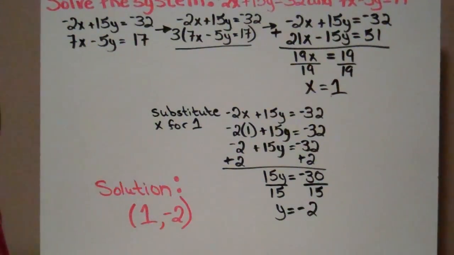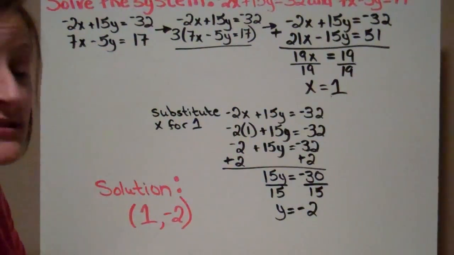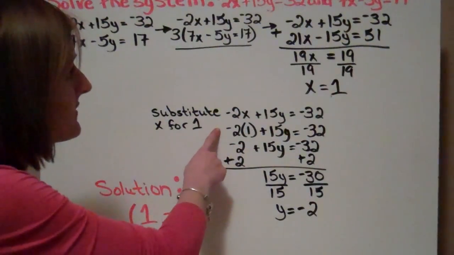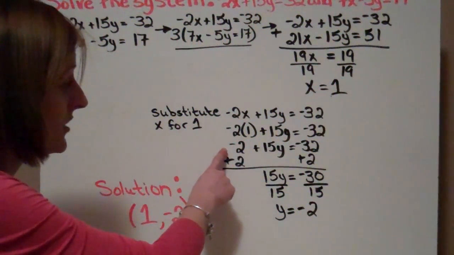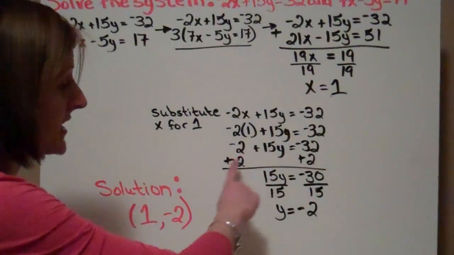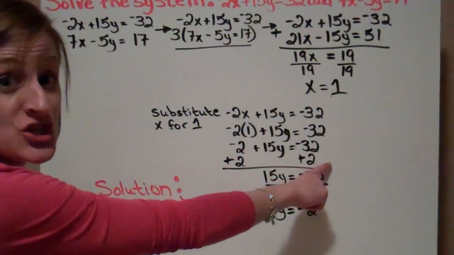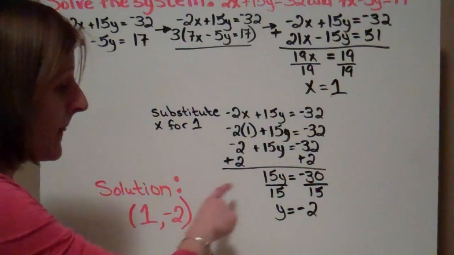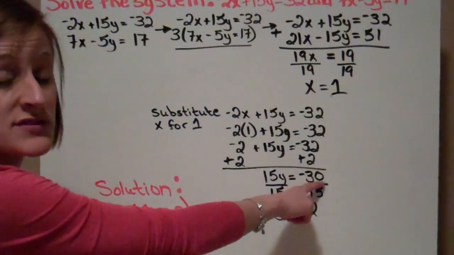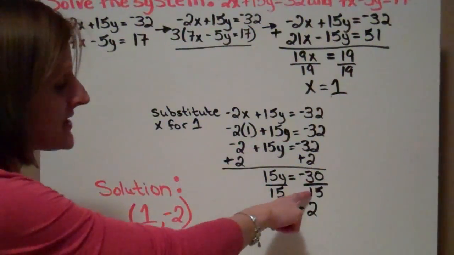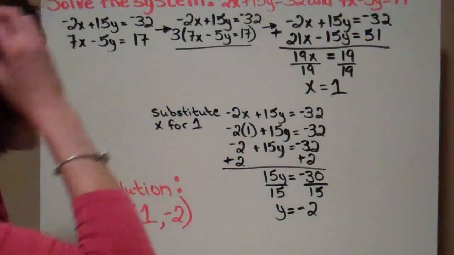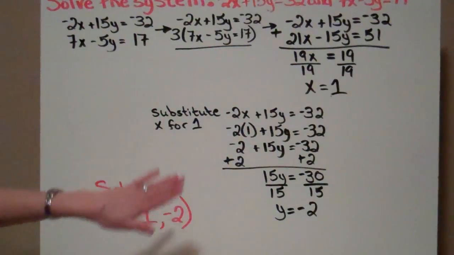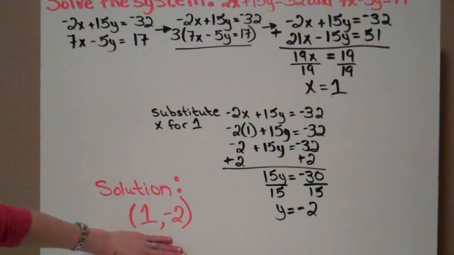Now take one of the equations, substitute 1 in for x and solve for y. So I did it in the first equation. So negative 2 times 1 is negative 2. Then I add 2 to both sides. Negative 32 plus 2 is negative 30. So I have 15y equals negative 30. Divide each side by 15, and I get y equals negative 2. So my solution for this system is (1, negative 2).